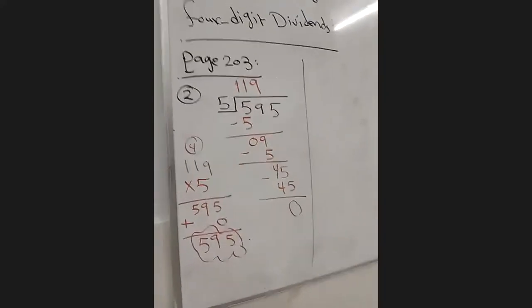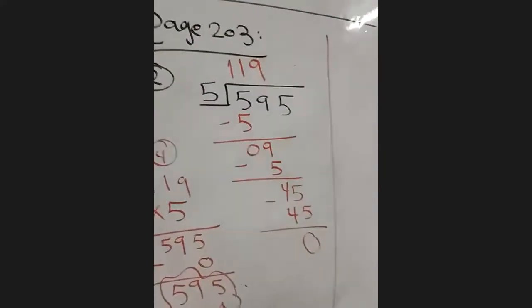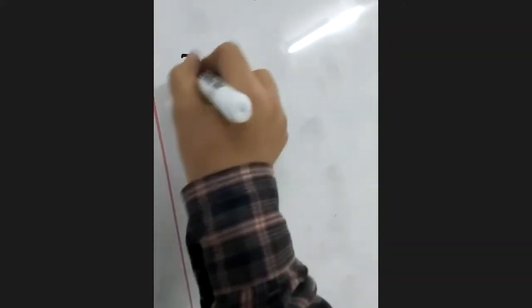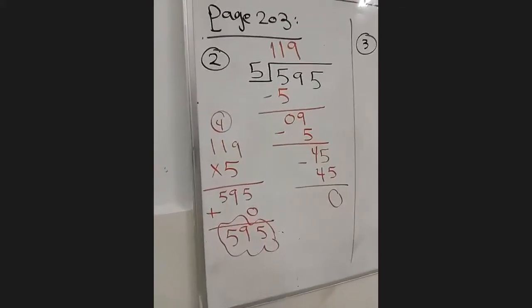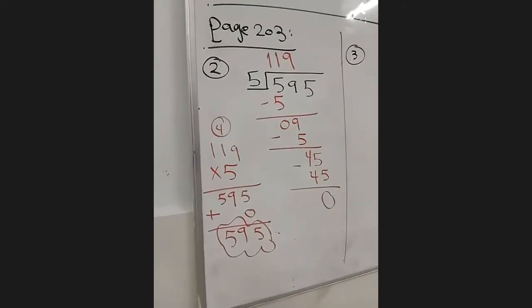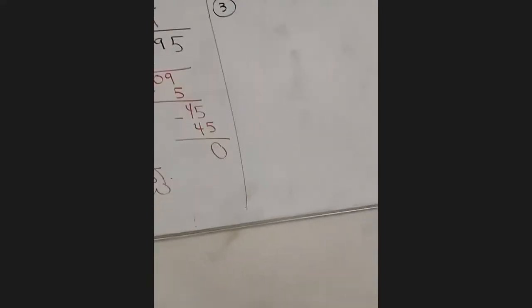Okay. Question 3. Faisal, we will do question 3. Read it. Guys, you should do question 2. Don't leave spaces in your book. What do we have in question 3? 625 divided by what?